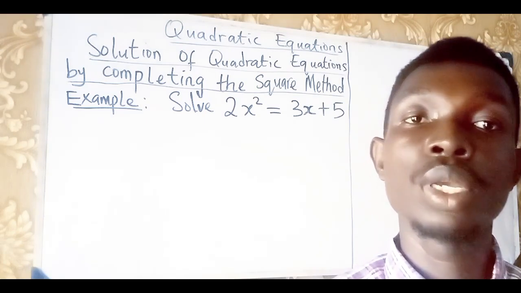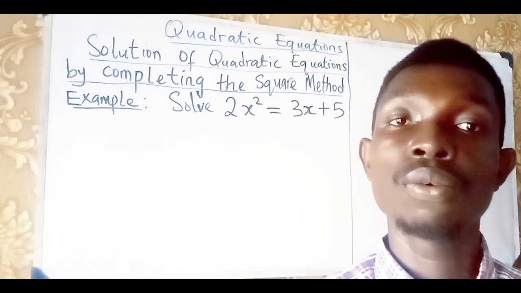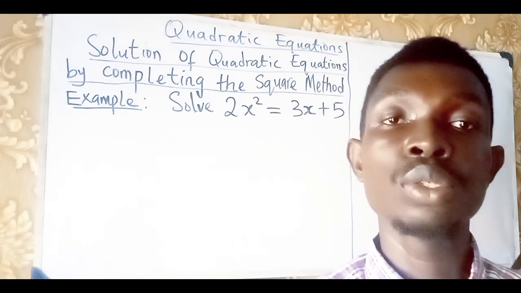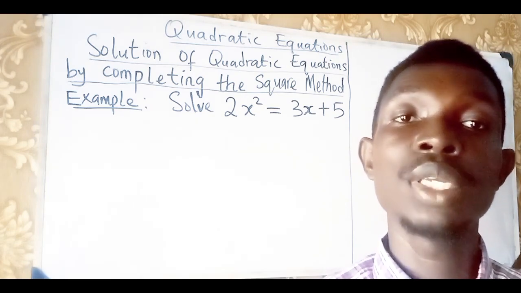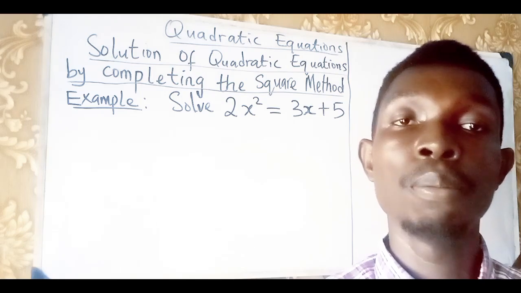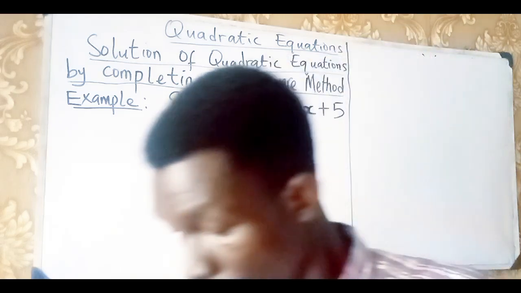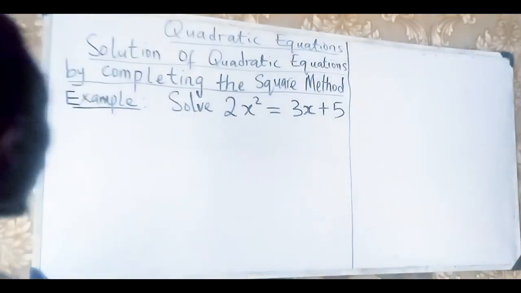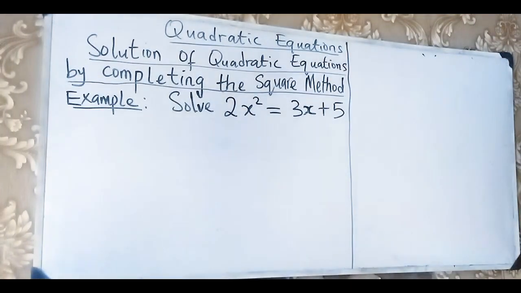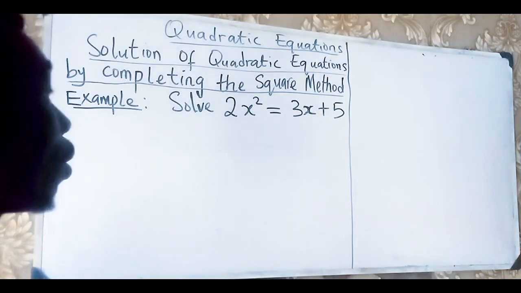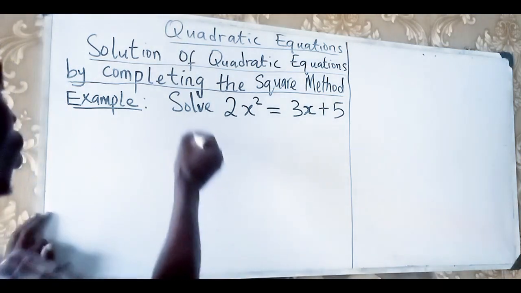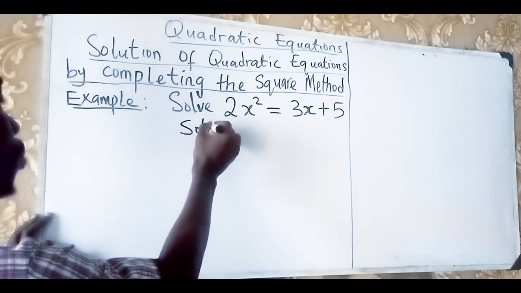Today we'll be looking at finding the solution to quadratic equations using the completing the square method. Quickly, we are going to solve this problem we have on the board: 2x squared is equal to 3x plus 5. So we are going to solve that.